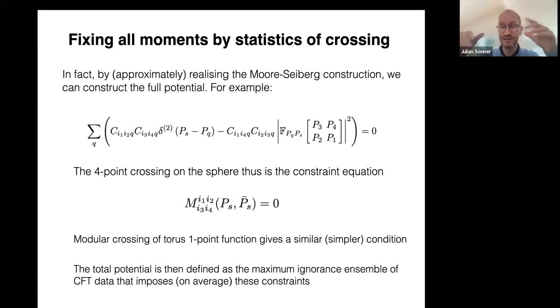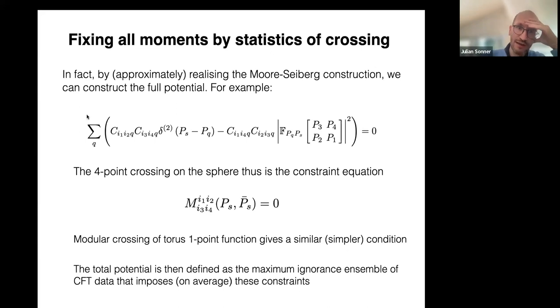Now, we only statistically implement these conditions, and that means that we will write an ensemble of OPE coefficients C and of operators, which I'm here labeling by P, which statistically satisfy moment by moment these conditions.